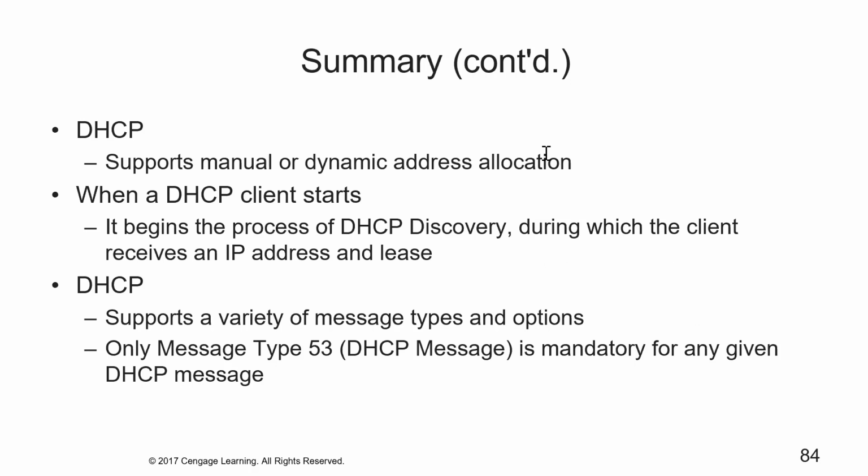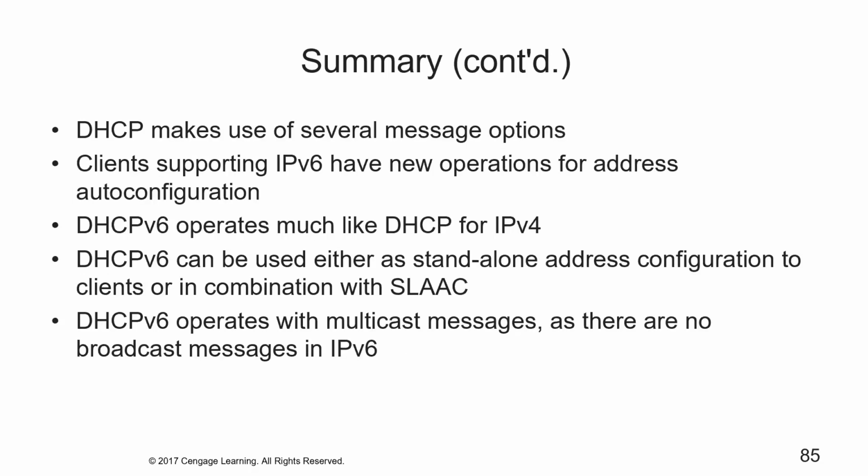DHCP supports manual or dynamic address allocation, and when a DHCP client starts, it begins the process of DHCP discovery, during which the client can receive an IP address and a lease. And it supports a variety of message types and options. We talked about the various message types; option 53, the DHCP message type option, is mandatory for any given DHCP message. DHCP makes use of several message options.